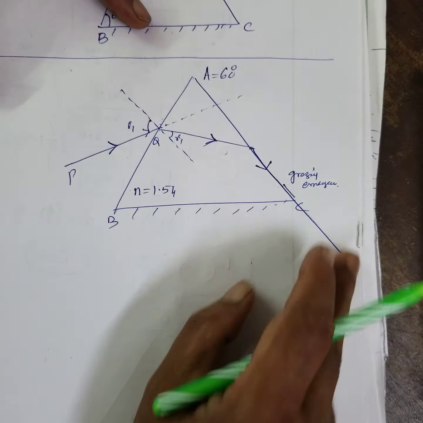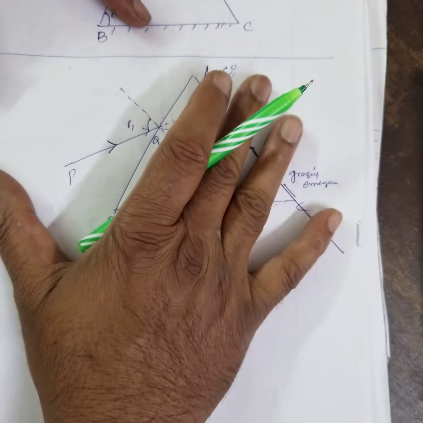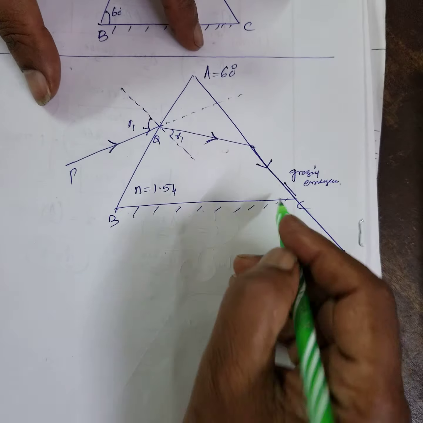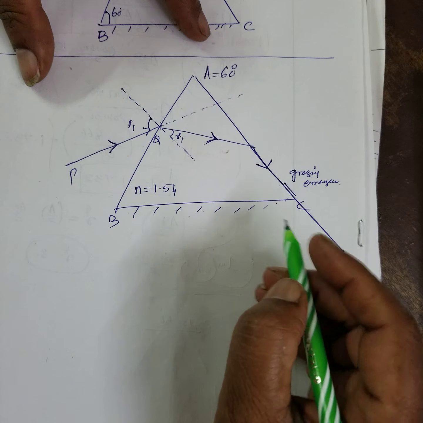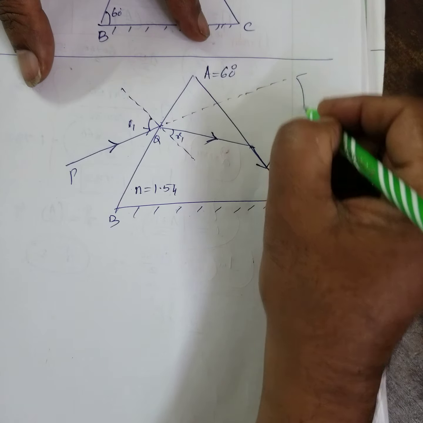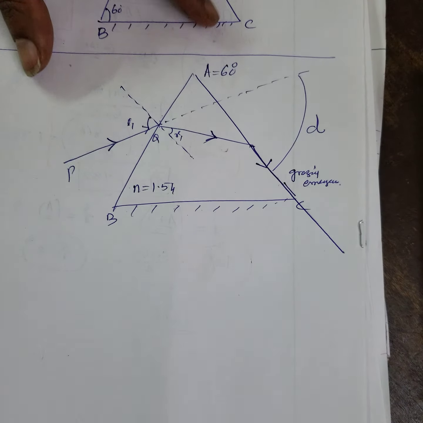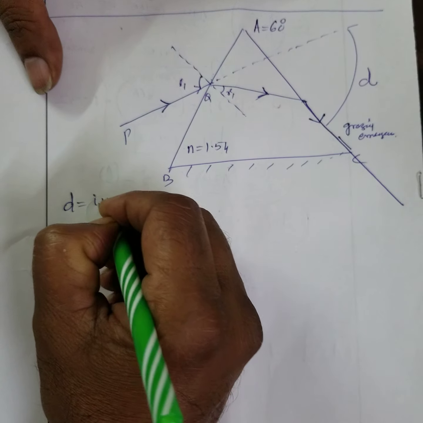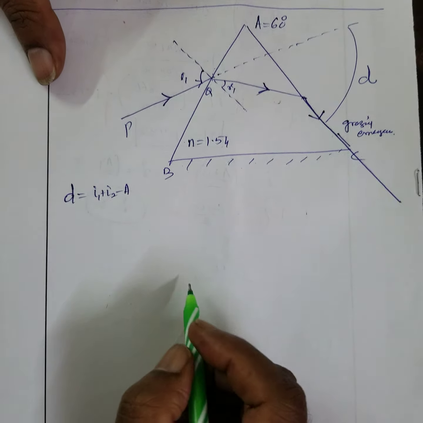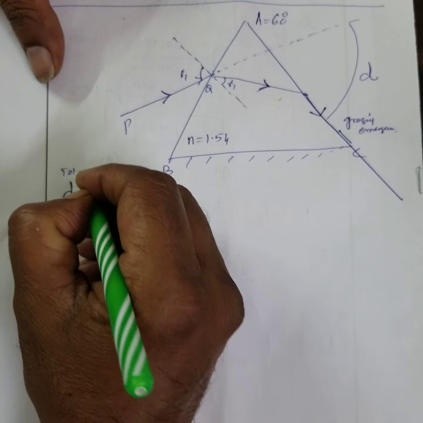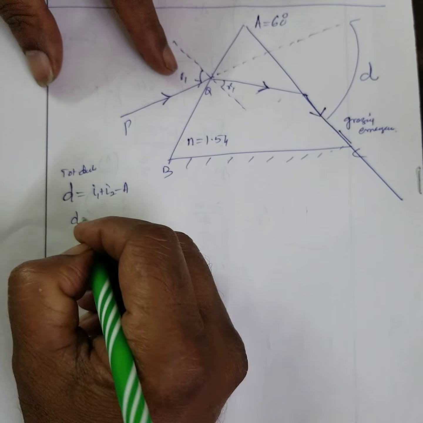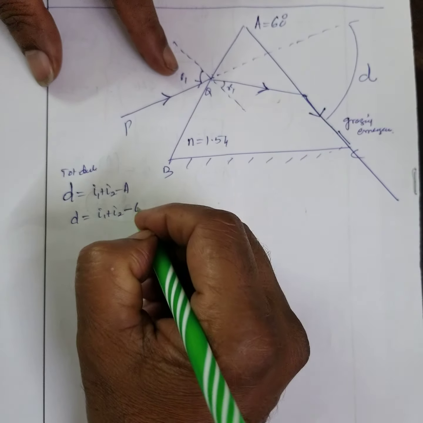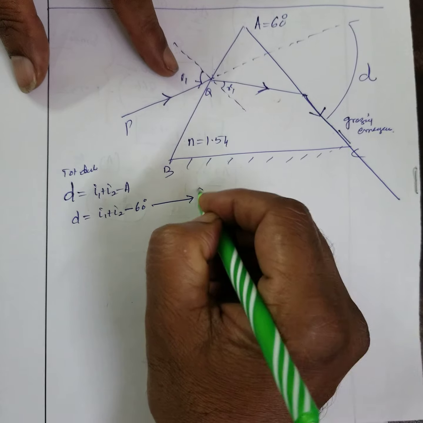This is also grazing. This is for NEET exams and is very, very important, as well as for physics problems. Grazing emergence. Calculate the total deviation. What is the total deviation? Total deviation is equal to I1 plus I2 minus A, where A is 60 degrees. This is the first equation, I got it.